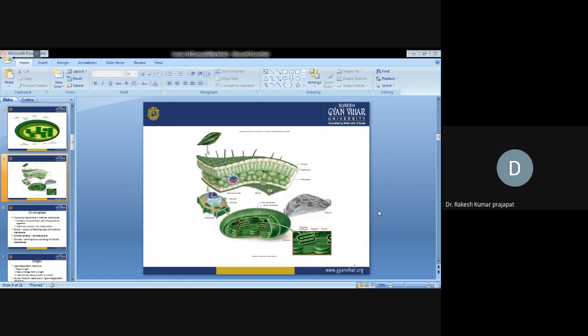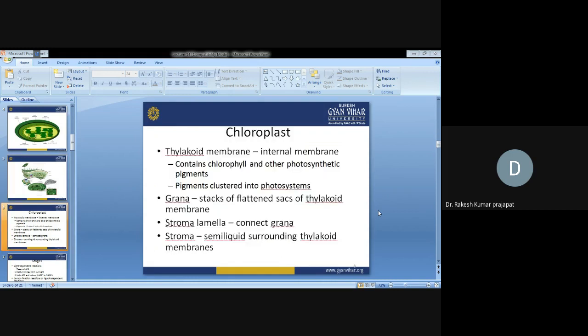Similarly, this is another picture of chloroplast. The chloroplast contains thylakoid membrane. Thylakoid membrane contains chlorophyll and other photosynthetic pigments, clustered into photosystems. So this thylakoid membrane contains different classes of pigments that capture the light. Grana is a stack of flattened sacs of thylakoid membranes. Stroma lamellae connect two different grana. Stroma is a semi-liquid surrounding the thylakoid membrane.